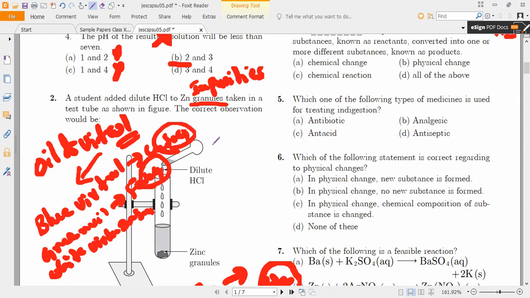Sulfate is in which acid? Among the given acids, only one acid is sulfuric acid. Yes, but they have not given the formula. Have you checked it? They have not given the formula. So that is the analyzing skill.